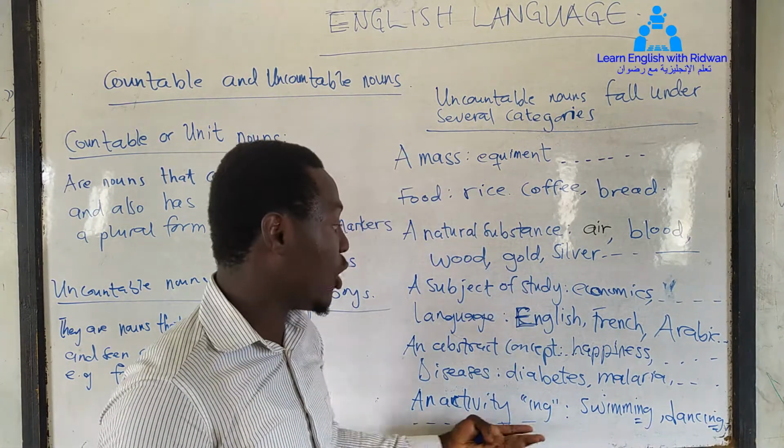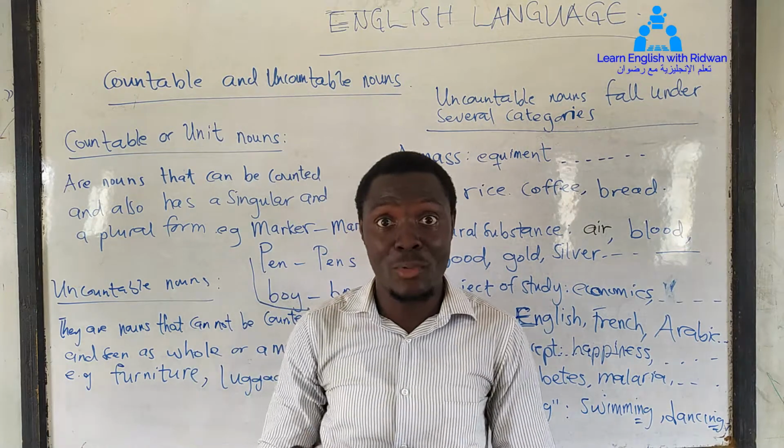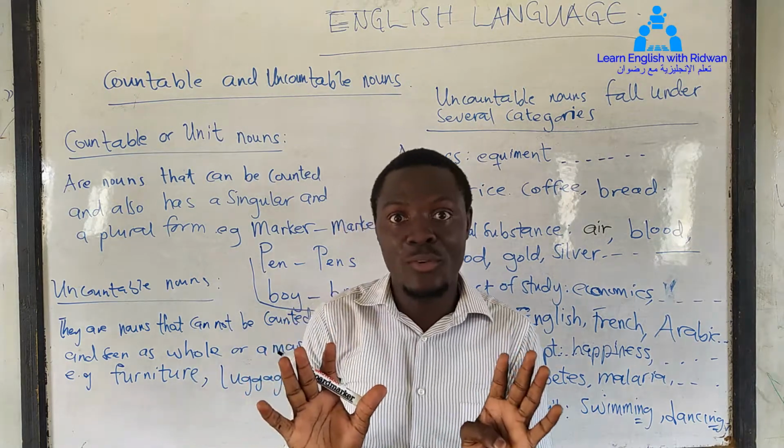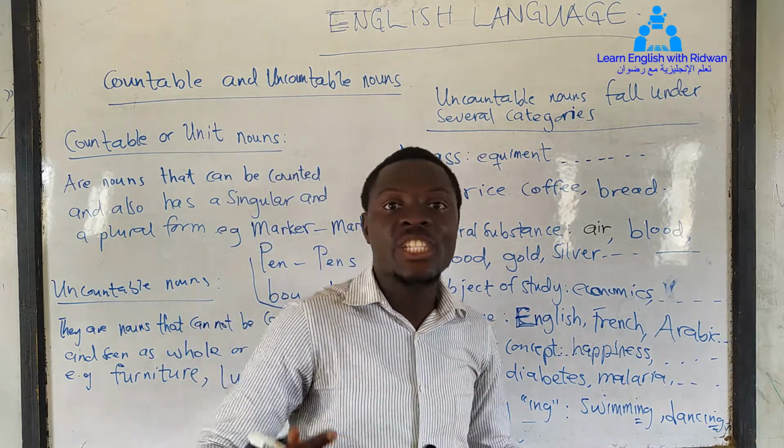You know, these things, they are called general nouns, but we've not gotten to that place yet, so I wouldn't like to speak much about general nouns, so as not to confuse you people. So just take it this way. An activity involving an ING form.